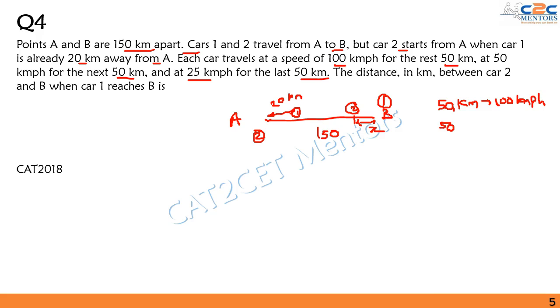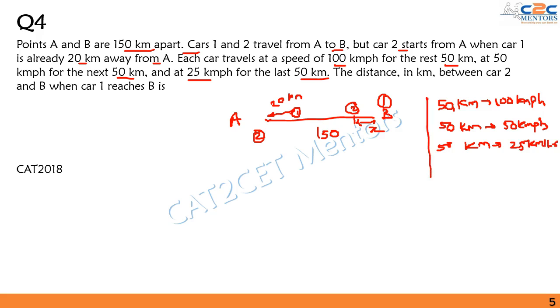For the next 50 kilometers, we are given that the speed is 50 kilometers per hour. For the last 50 kilometers, speed is again 25 kilometers per hour.